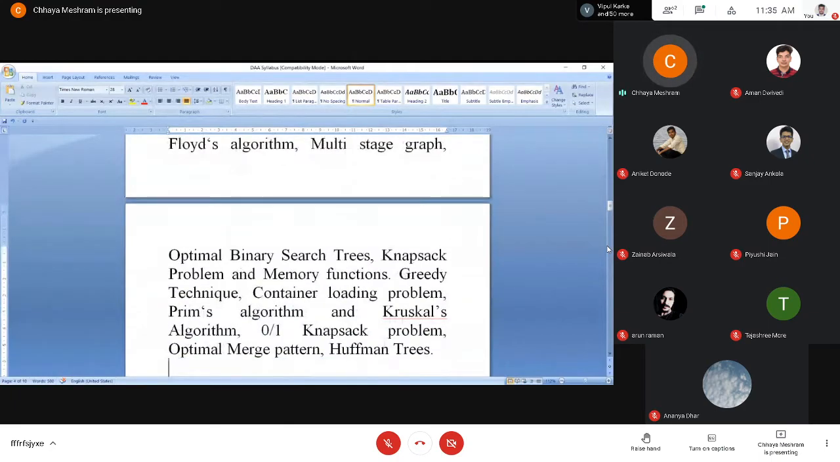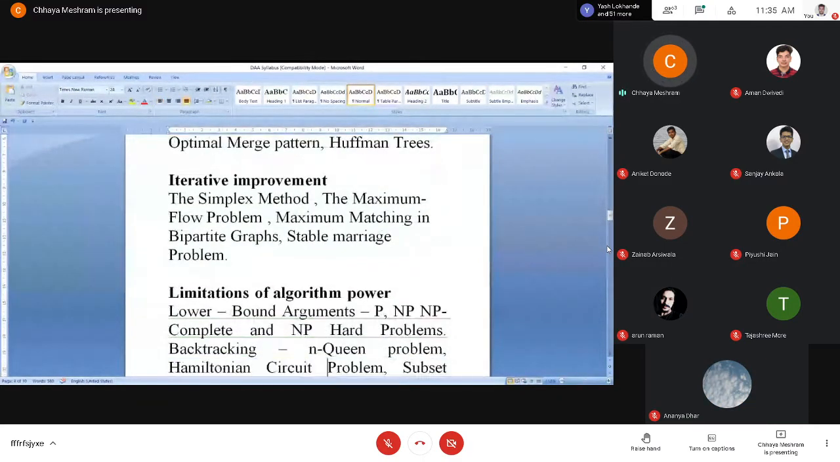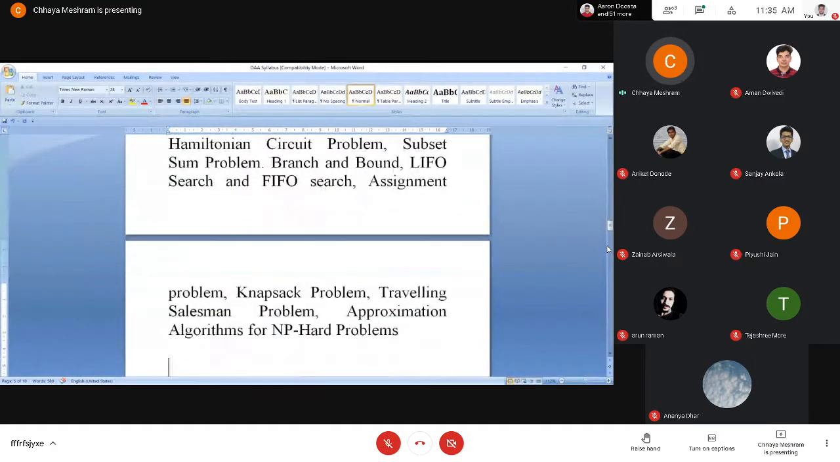Then in the same unit, we have to study the greedy technique. In this greedy technique, we have algorithms related to the spanning tree, that is, finding the shortest path in the spanning tree, Prim's algorithm and Kruskal's algorithm. So in this way, we have such types of topics in our syllabus.